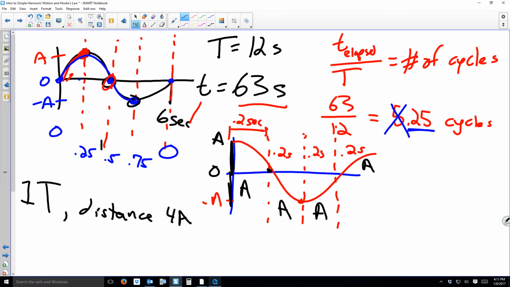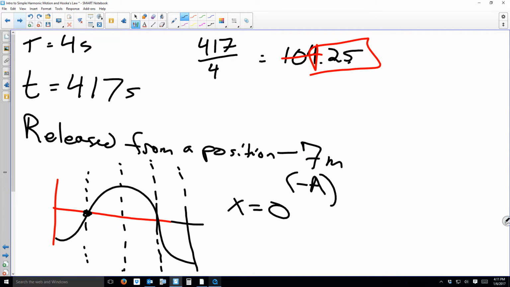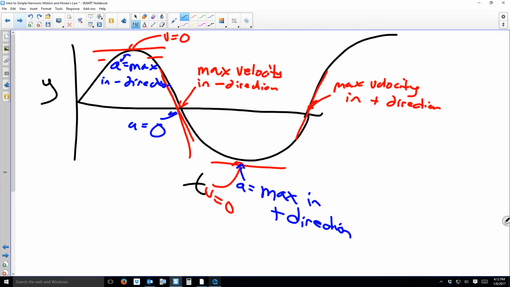This graph points out a couple of different special places within a simple harmonic oscillator, particularly in a spring. When we graph the position versus time graph, so I've got my y position, my height versus my time, and I've got 0, this is my amplitude, and this is my negative amplitude. What I've got first off is certain velocities.